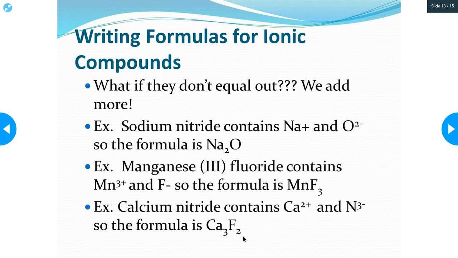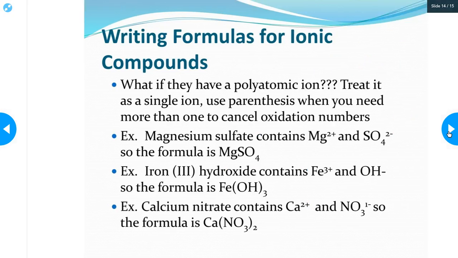So a 2 and a 3, you have to add a little bit of both. So this would be a total of 6 plus because we have 3 calciums, each with a 2 plus charge. And then we have a 6 minus because we have 2 nitrogens and they each are 3 minus. So 6 plus, 6 minus will cancel out. So you just need to add in more of whatever you need to make it equal out.